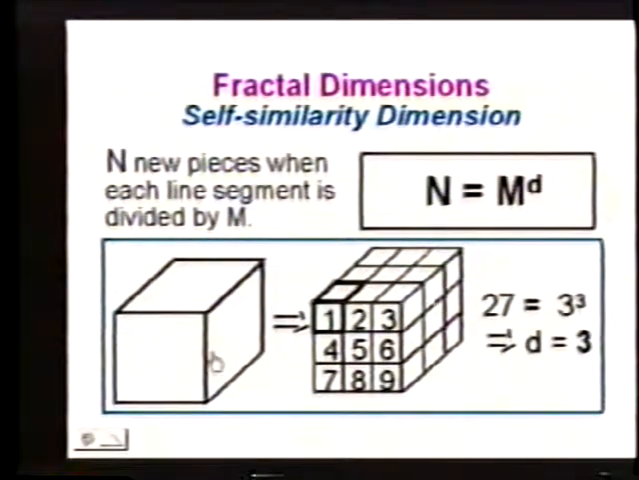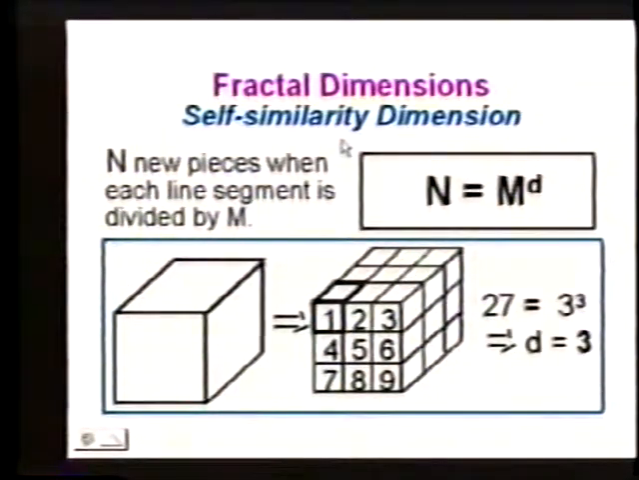We have this volume, and now we have 27 little cubes. When we divided each one by a third on this side, we get 27 cubes, which is 3 cubed, so the dimension here is 3. So we've seen that this self-similarity dimension is consistent with our intuitive concepts of a line being one-dimensional, an area being two-dimensional, and a volume being three-dimensional.